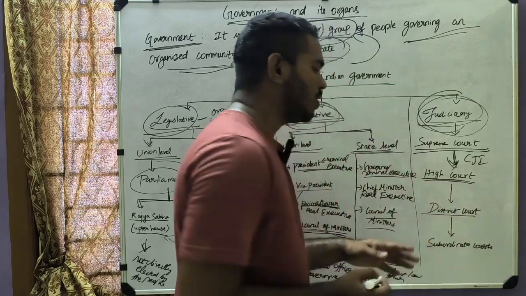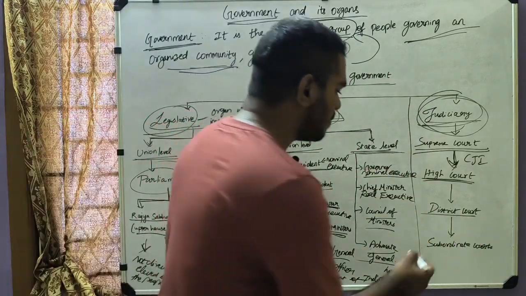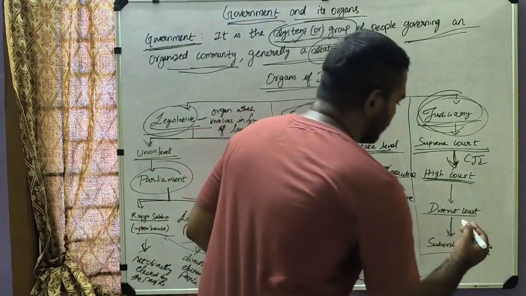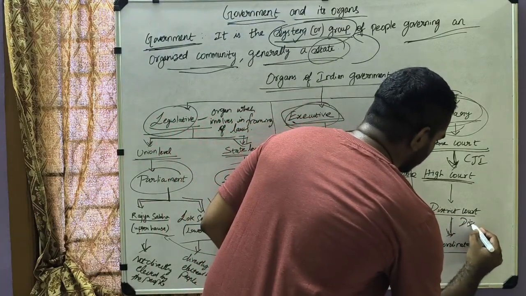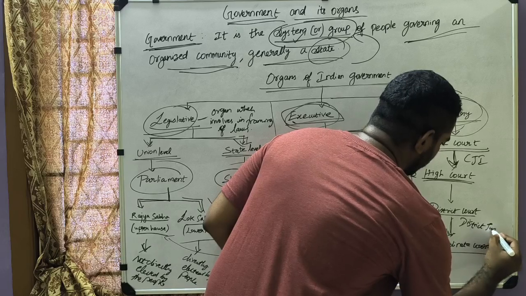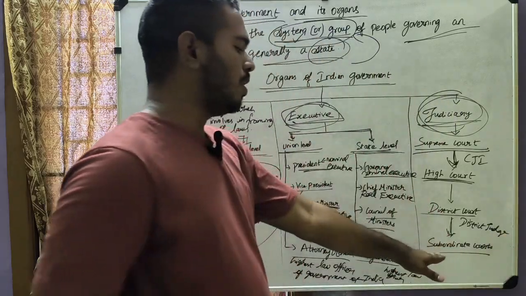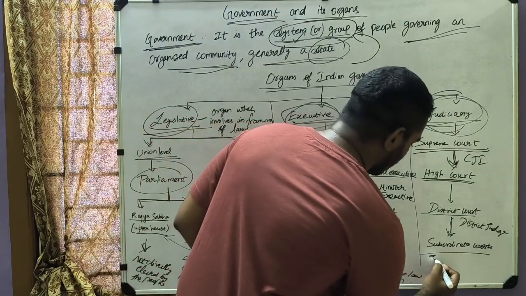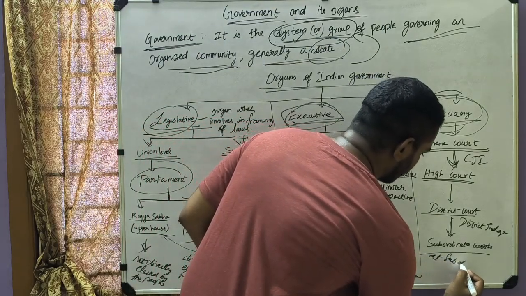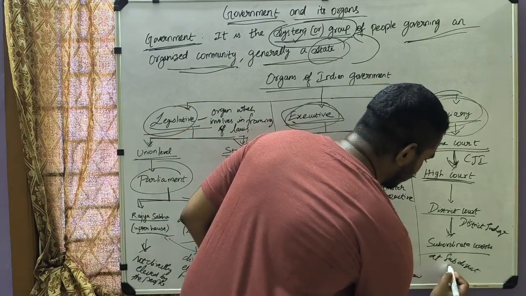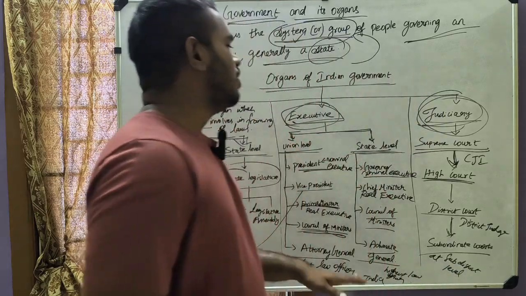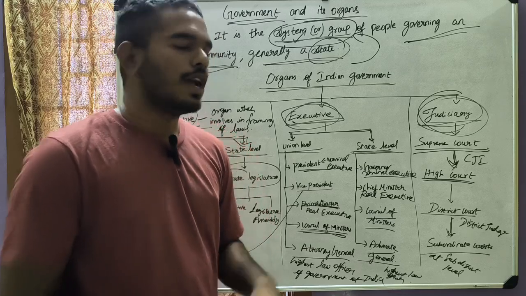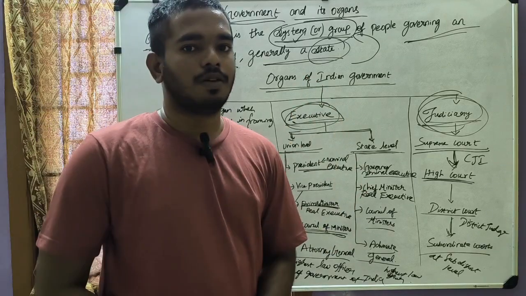Then the district court. The district court is present in every district, and it is headed by either a district judge or a session judge. Below the district court, there will be subordinate courts at the sub-district level. So these were the major organs of the government of India and the government of every state. Okay, thank you.